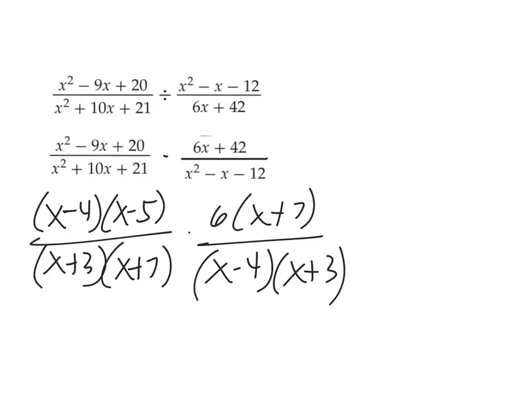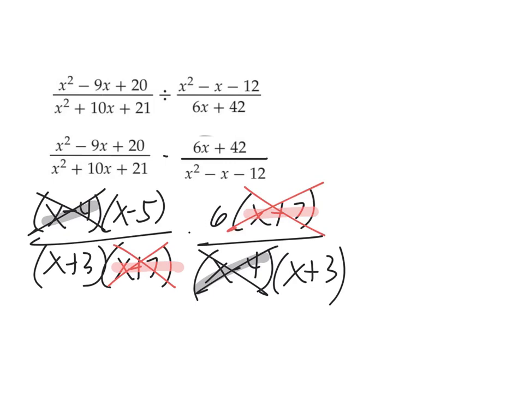I completely factored it. All tops, all bottoms. Now that it's factored, we look for groups that can cancel. You can only cancel a group with a group. So for example, I have an x minus 4 and an x minus 4. I can cancel those out. Identical groups cancel out. Tops and bottoms still. Okay? I also have an x plus 7 and an x plus 7. Cancel those out. Identical groups.